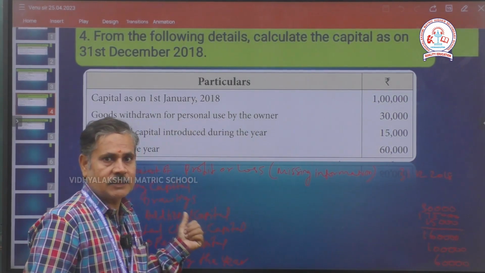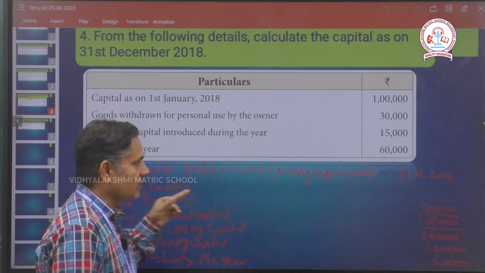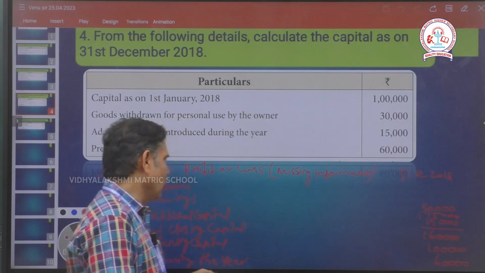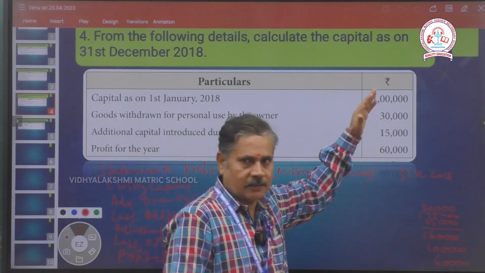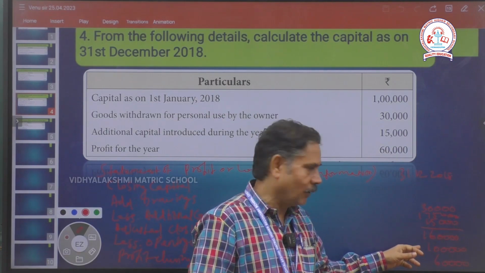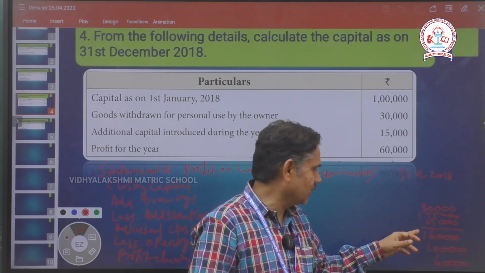Why, sir, do we minus drawing? Here the answer to find out is closing capital. Whenever the closing capital value is given, we can add the values in reverse order. First you take the profit 60,000, then opening capital 1 lakh, add both of you 1,60,000.